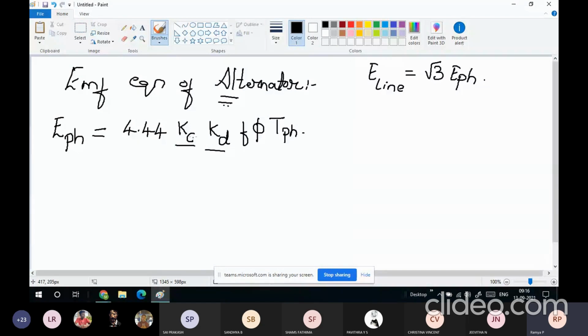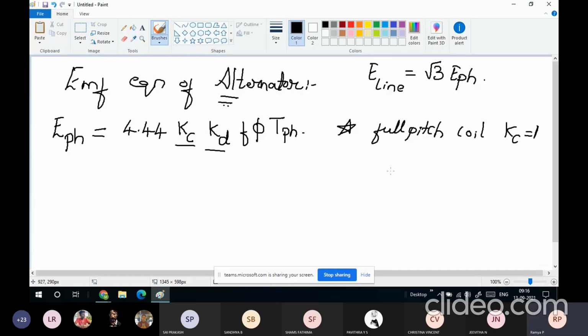in your EMF equation. There is one particular condition you should remember in a problem: if they give that it is a full pitch coil, then you can consider Kc will be equal to 1. That is, the pitch factor will be equal to 1.